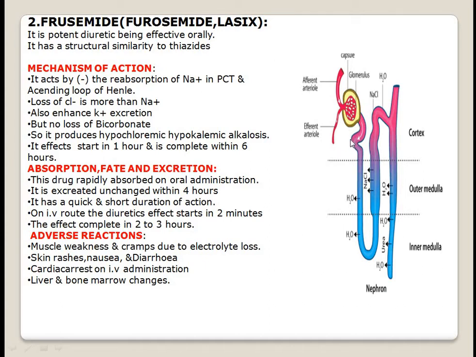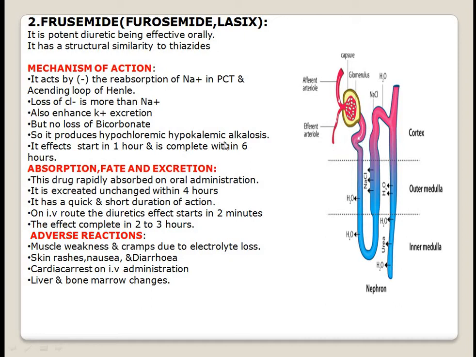So what happens? It inhibits the reabsorption of sodium at the PCT and the ascending loop of Henle. Here the chloride loss is more than the sodium loss. In the Thiazide condition, sodium is lost, but chloride loss is less compared to sodium. It also enhances potassium excretion, but there is no loss of bicarbonate, only weak inhibition of bicarbonate.